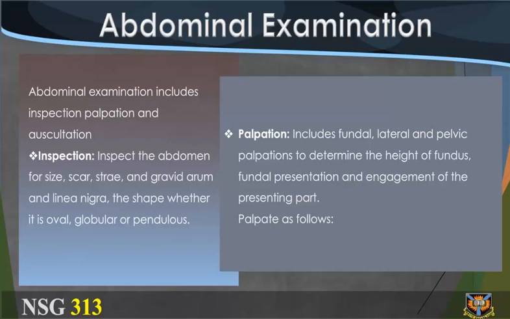Inspection. Inspect the abdomen for size, scars, striae, and gravid areola and linea nigra. The shape, whether it is oval, globular, or pendular. Palpation. Palpation includes fundal, lateral, and pelvic palpations to determine the height of fundus, fundal presentation, and engagement of the presenting parts. Palpate as follows.